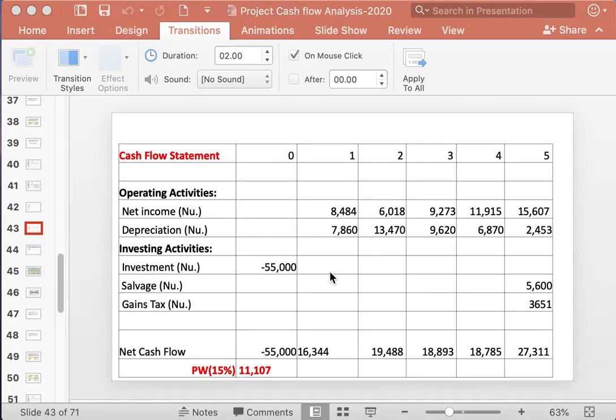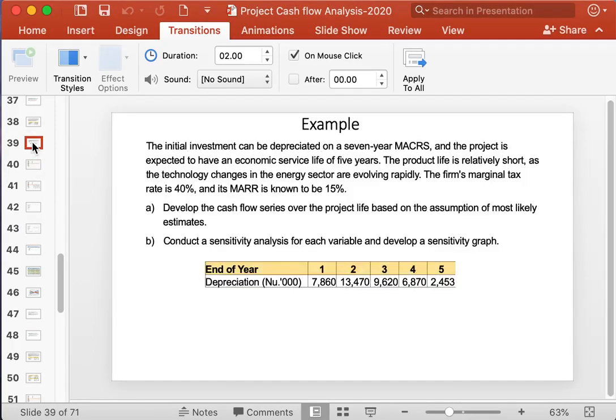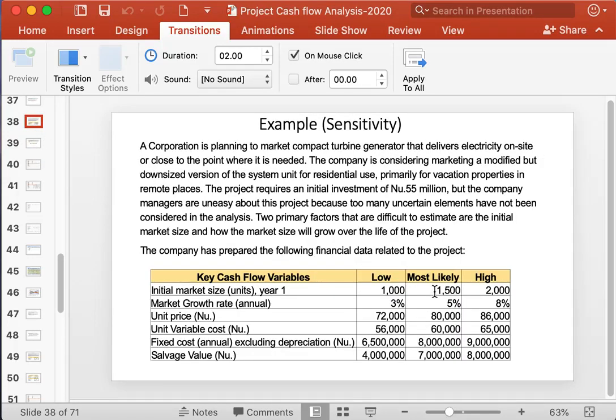Hi students, in this video I am going to continue with the sensitivity analysis. In order to perform sensitivity analysis, what you need to do is first prepare the cash flow statement using the most likely values of the key cash flow variables.